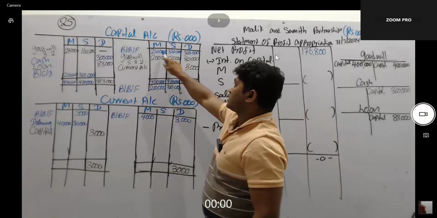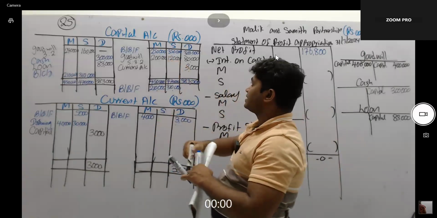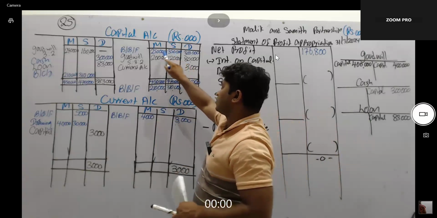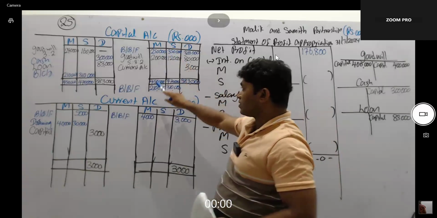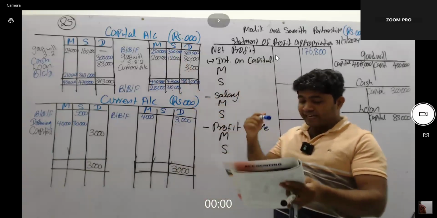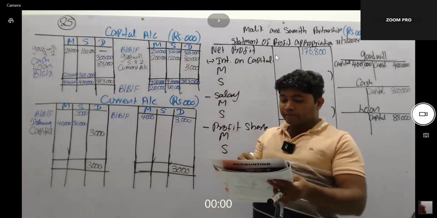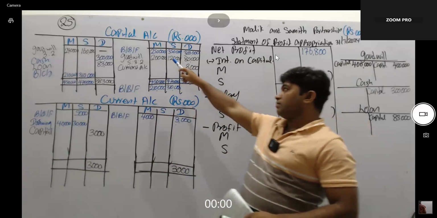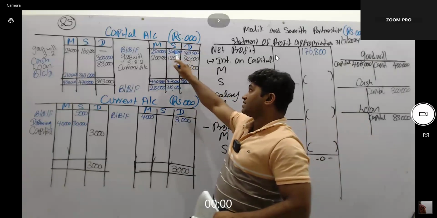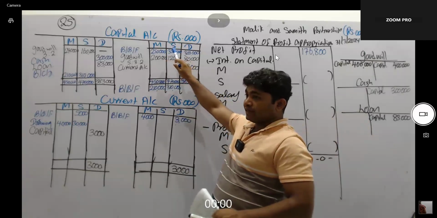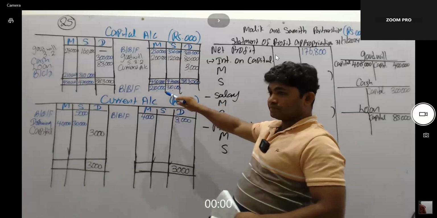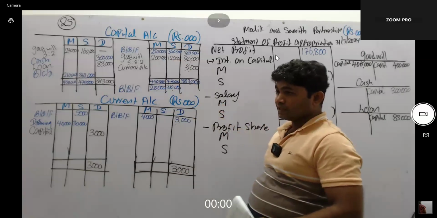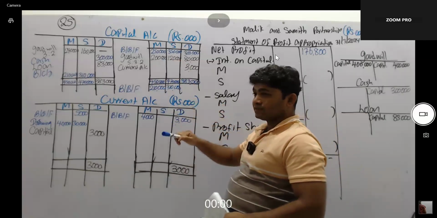Now there are two partners available, Malik and Samit. Only these two remain now. This balance is what we should base it on. Normally we would take the closing balance, but given the agreement, interest on capital is 10% on their opening capital account balance. Since the agreement says to take this balance, we have to take it. Otherwise, if admission is given at the beginning of the year, you have to calculate interest on capital based on their closing capital account balance.